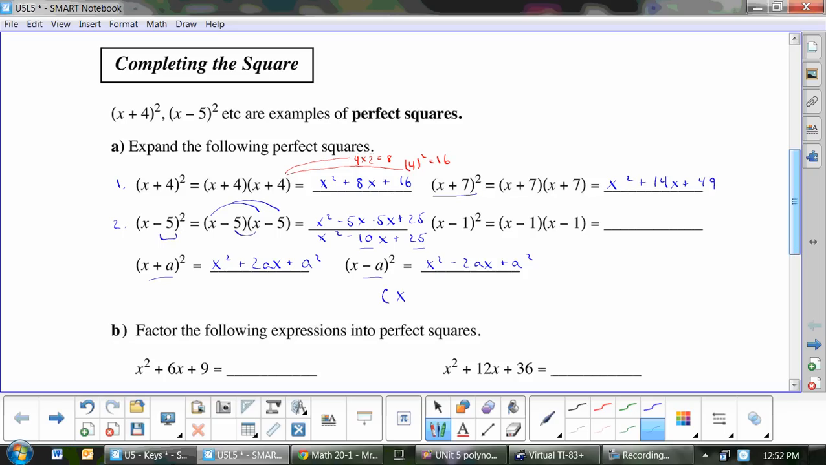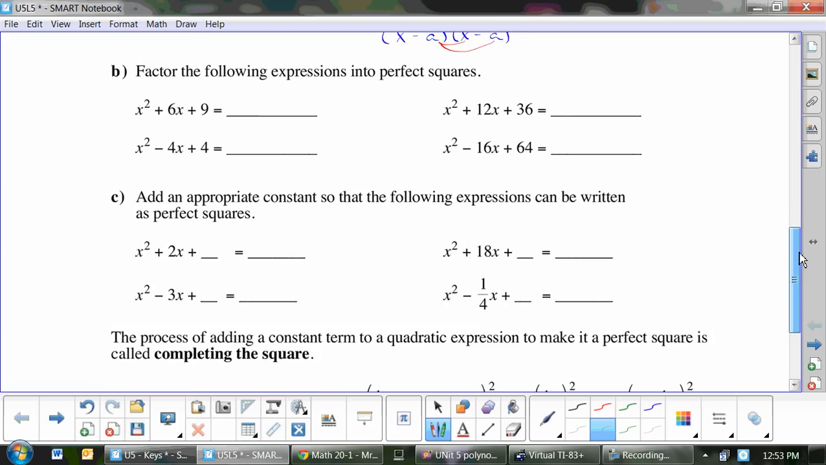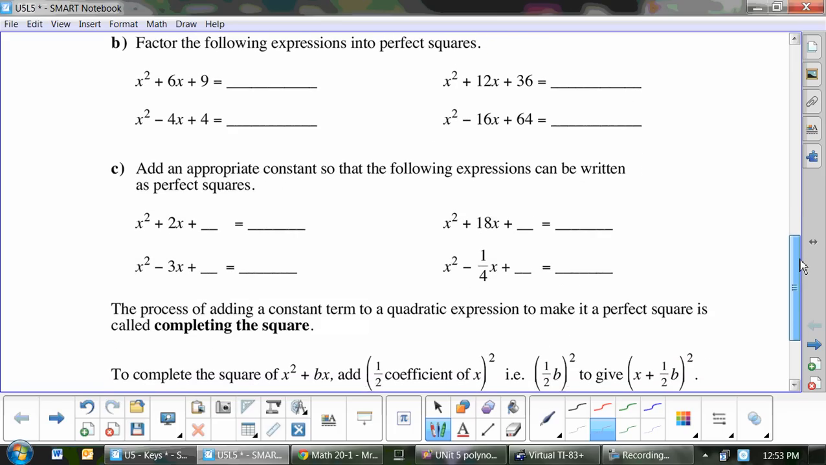Because when you're foiling it, remember, we go first, outer, inner, last. If you notice that in all of these, this number here is always that times 2. So 7 times 2. Exactly. Okay? This should feel like super review right now. Exactly. So we're going to do 2 quick problems on B.